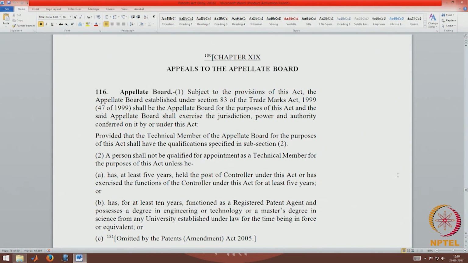Now, the original jurisdiction of the appellate board, as we will see in the provisions, pertain to two broad categories. One, it has the power to look at revocation. So, you can file a petition for revocation, not an appeal. You can file a petition for revocation directly before the appellate board, and that can be the first instance you are agitating that issue under section 64.